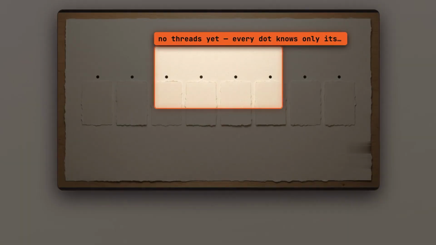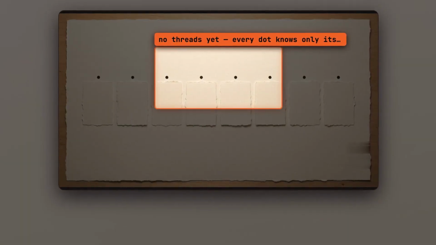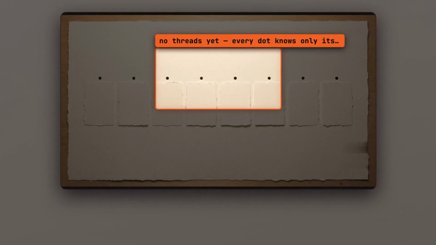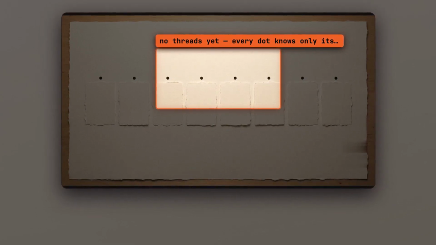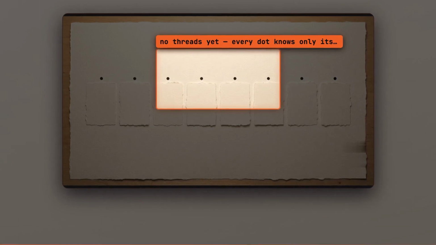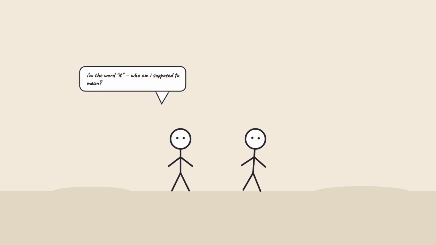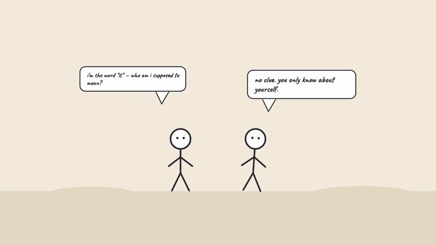Here's the problem. Each dot only knows about its own word. The dot for it is just sitting there clueless. It has no idea it's supposed to mean trophy. For the sentence to make sense, every word needs to reach out and gather meaning from the words around it. That reaching out, that's the whole job of attention.